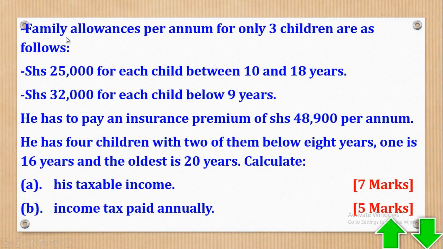So family, we are still continuing with allowances. Family allowances per annum for only 3 children are as follows: shillings 25,000 for each child between 10 and 18 years, then shillings 32,000 for each child below 9 years.